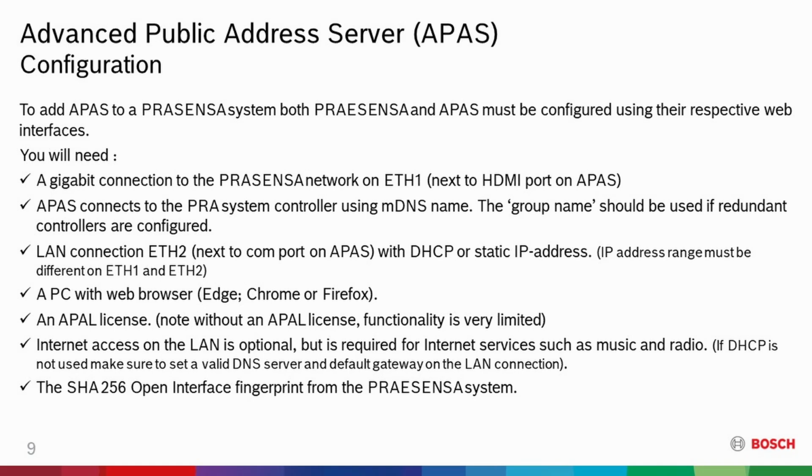We also need to have a PC on the LAN side to configure the system. It just makes it a little bit easier to cut and paste information, but you can do most of this configuration and operation from an iPad if you want to. We'll also need an APAS license, and we may need internet access on the LAN if you want to have internet radio, or other services such as text to voice. We'll also need some information out of the system, including the SHA fingerprint to connect between the two systems.